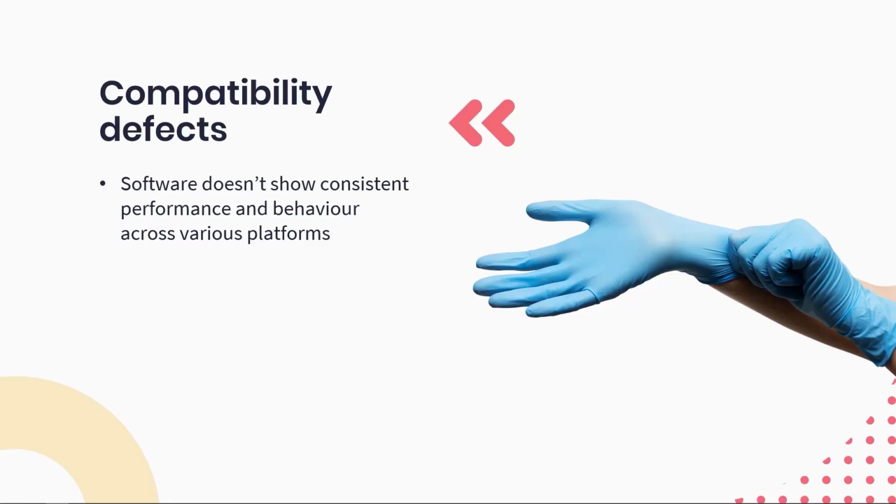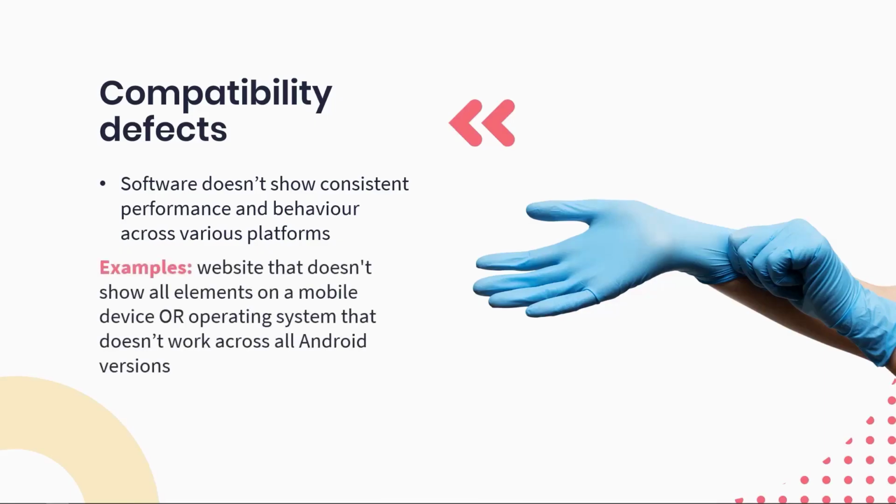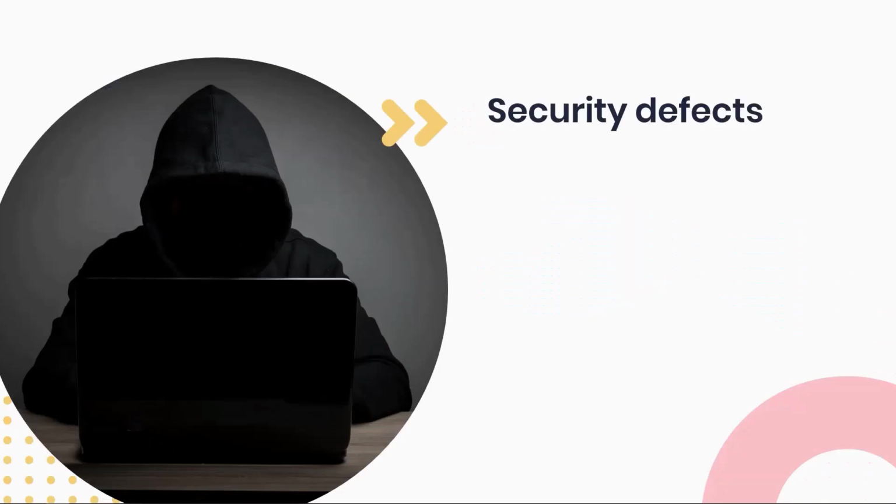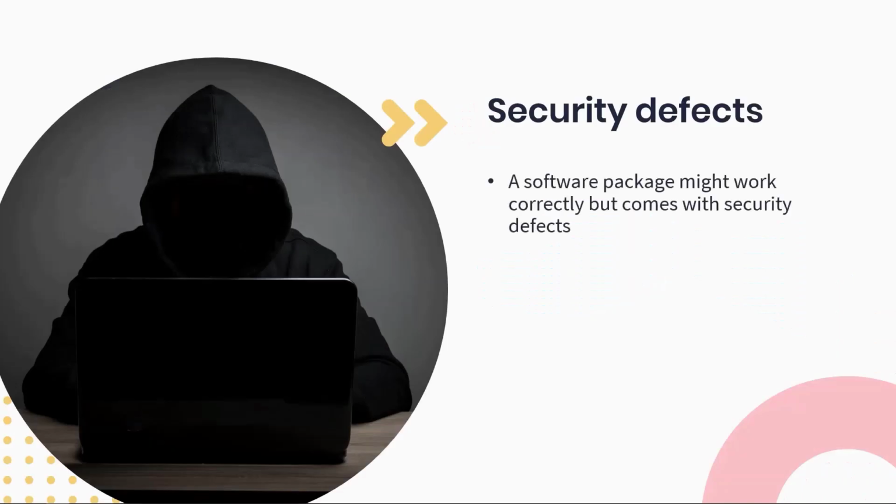A software package is deemed defective if it works on Android 9, but starts to exhibit different behavior on Android 11. Defects can incorporate things such as size, type, and placement of user elements, and response of buttons, right up to back-end functions. A software package might work correctly but come with security defects.